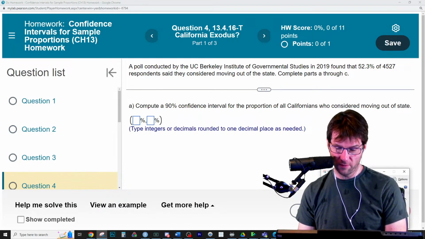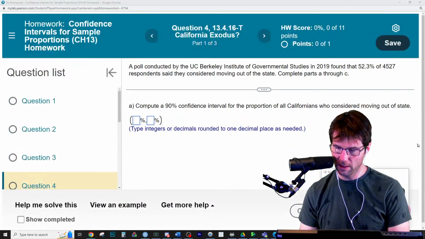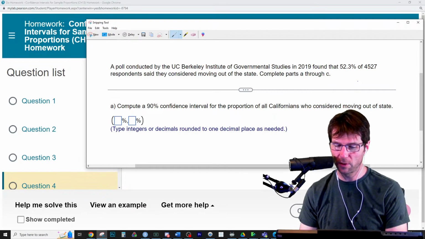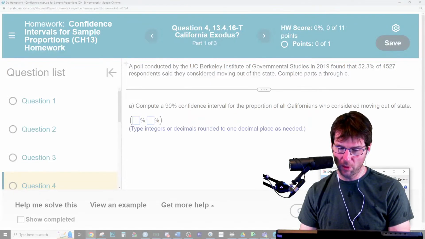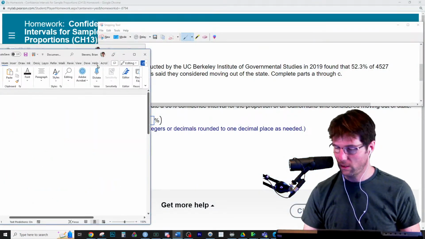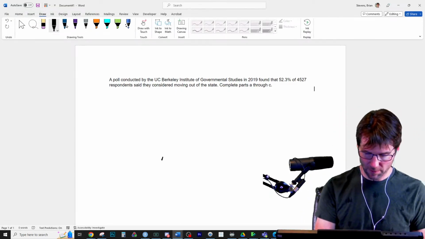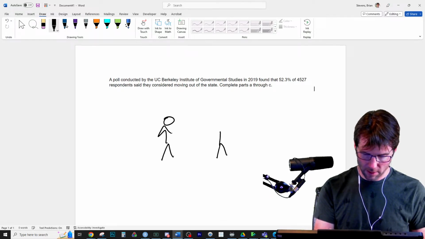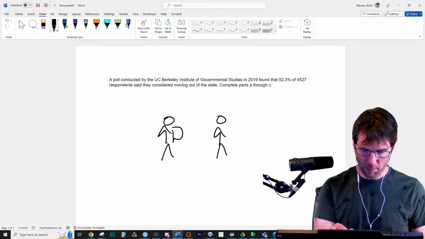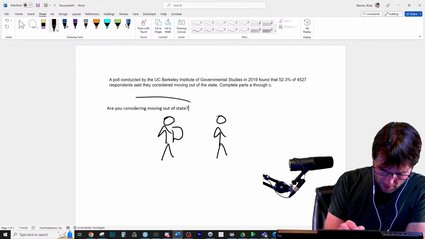It says they took a poll of people. A poll conducted by the UC Berkeley Institute of Governmental Studies in 2019 found that 52.3% of the 4,527 respondents said they considered moving out of state. Complete all these parts. Now, before you start completing the parts, you have to understand what they did. So here's what they did. They went up to people, or emailed or did something. Picture a little person with a clipboard right here, and that person said, are you considering moving out of state?